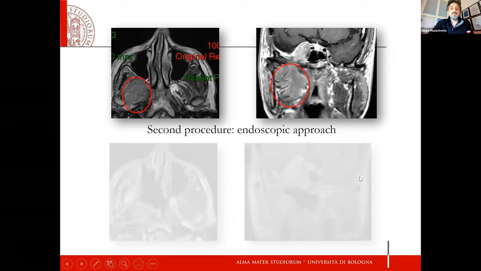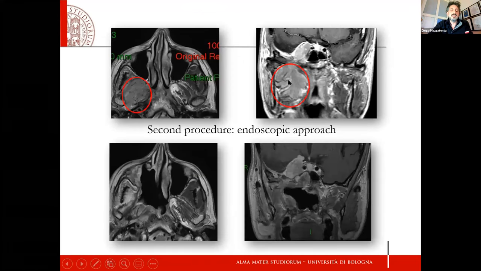Secondly, we removed the component in the infratemporal fossa using the transsphenoidal purely endoscopic approach. The cavernous sinus remains, and we decided on a multi-therapy strategy, treating it by radiosurgery.